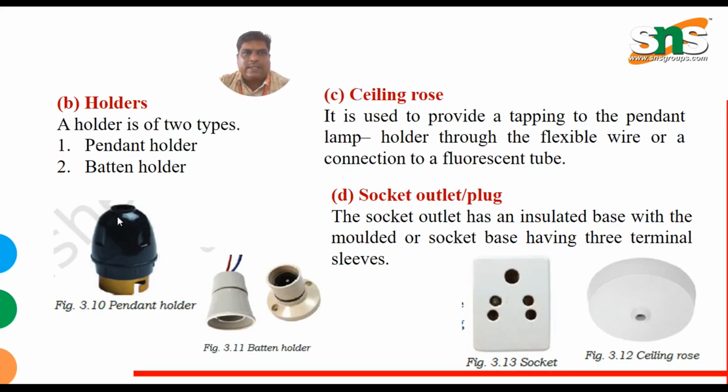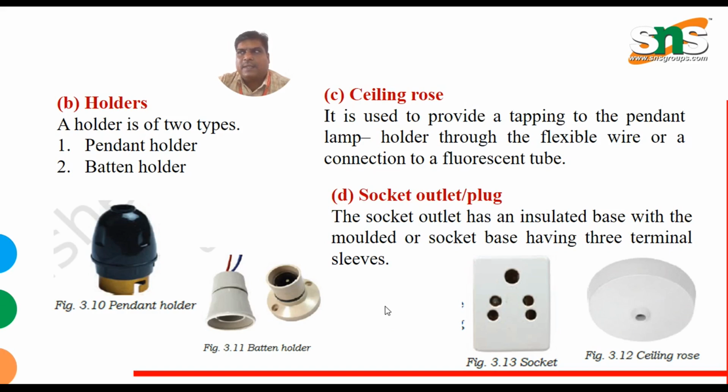Next one is the holders. These are the two holders. Holders are of two types: one is the pendant holder and another one is the batten holder. These two are used to hold the lamp in any circuit. Ceiling rose: it is used to provide a tapping to the pendant lamp holder through a flexible wire, or a connection to a fluorescent tube. So these are called the ceiling rose.